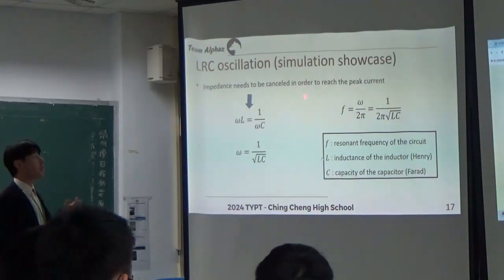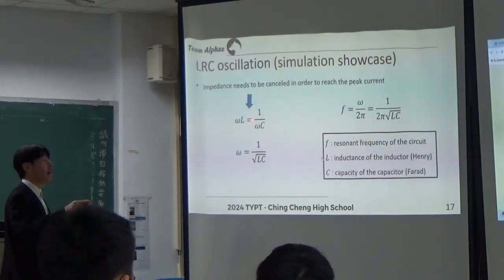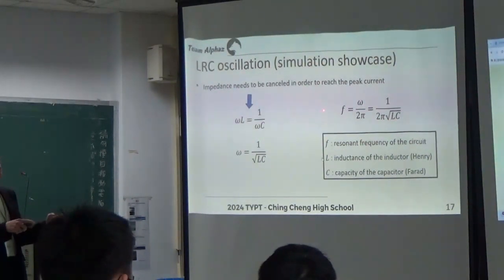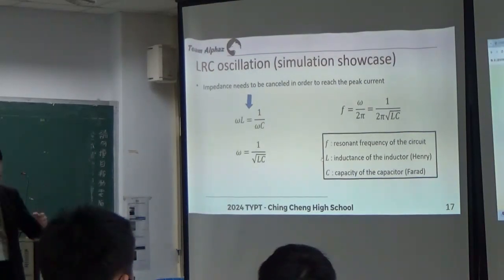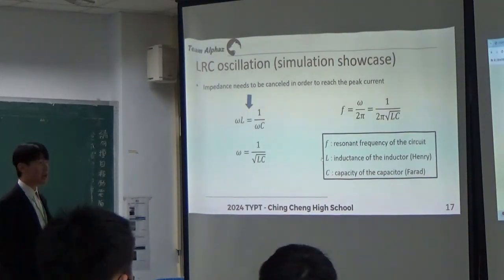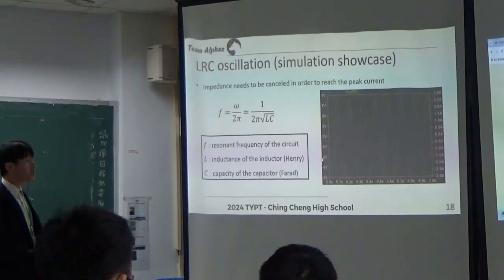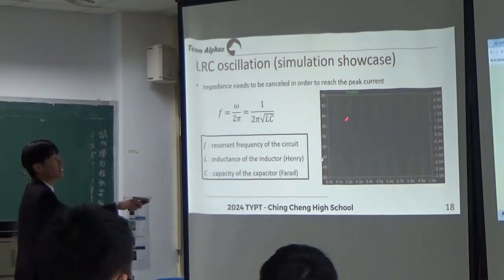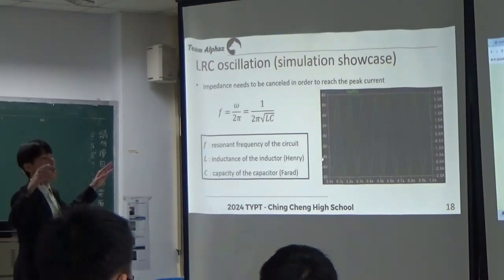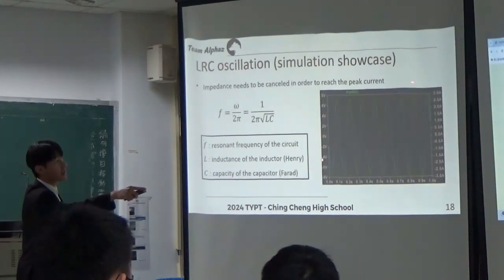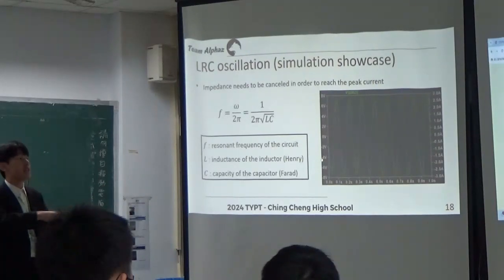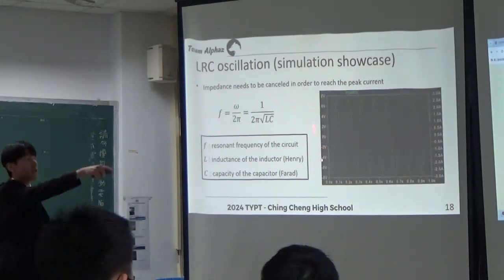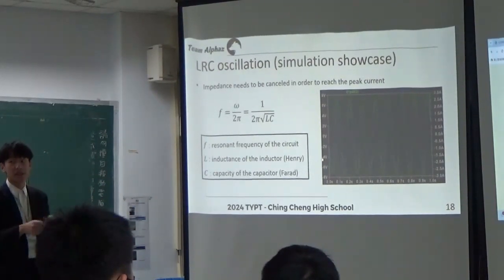And when the impedance is cancelled, the formula of the resonant frequency can be derived in this form. When we apply that frequency, the phase change is cancelled, the current and the voltage are in the same phase, and the current is bigger because the impedance is cancelled.